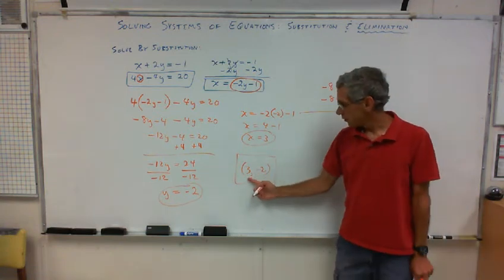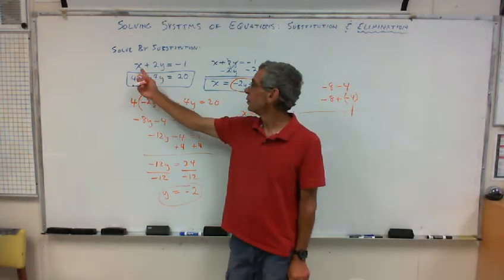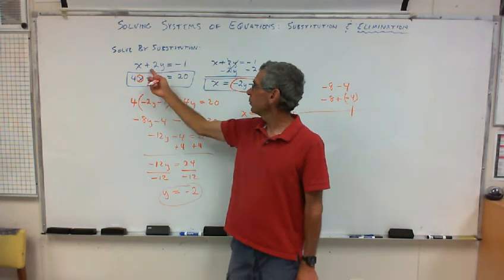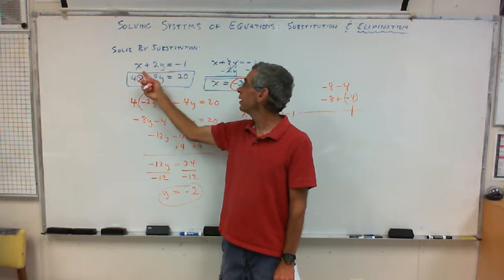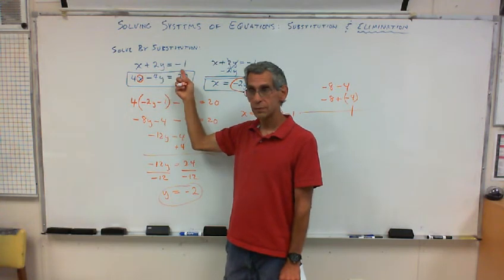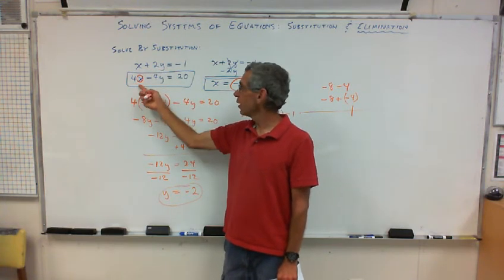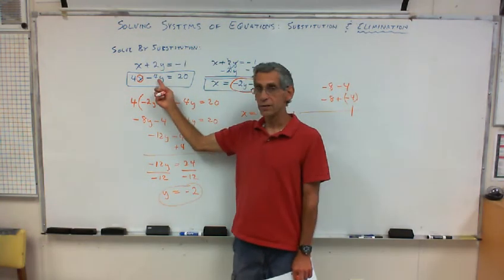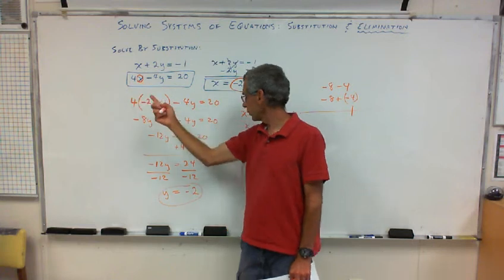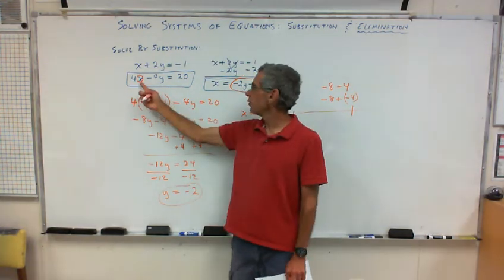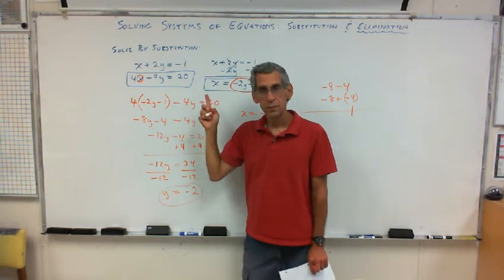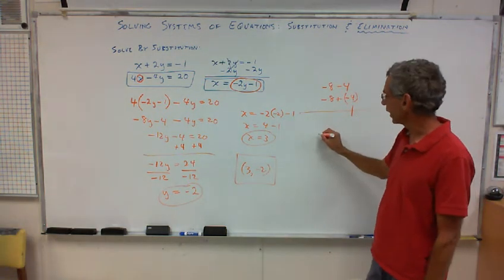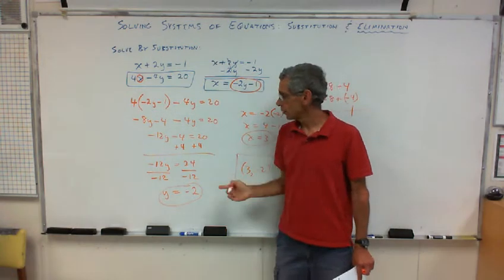Same thing here. If x is 3, y is negative 2. 3 plus 2 times negative 2 is negative 4. 3 minus 4 is negative 1. And 3 times 4 is 12. Negative 4 times negative 2 is positive 8. 12 plus 8 is 20. Right? It works. A lot of teachers will make you do that. They'll have you do a whole check section. They'll just rewrite this and plug those numbers in.